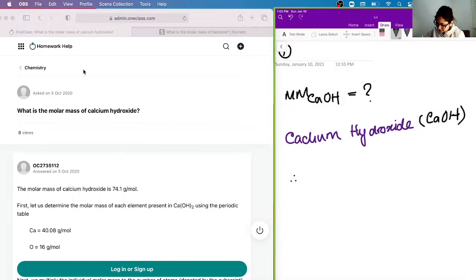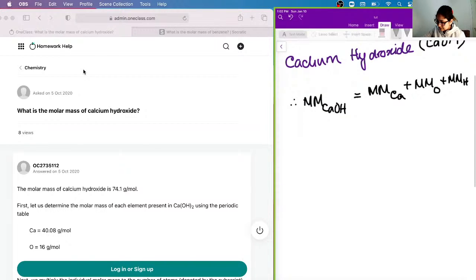So the molar mass of calcium hydroxide is equal to the molar mass of calcium plus the molar mass of oxygen plus the molar mass of hydrogen. You can see that we have three individual elements here that make up calcium hydroxide. The next step is to find the molar mass of these elements. Let's find the molar mass of calcium.